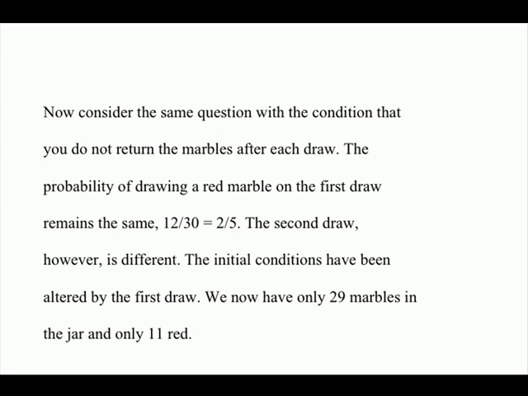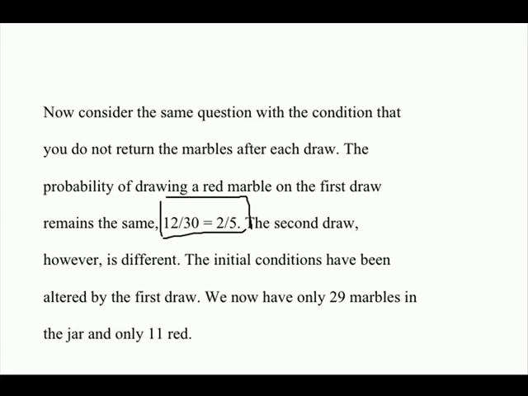Okay, I hope you are with me so far. Just to throw a little twist in the story, what if we did not return the first marble back to the jar? What would then be the probability of drawing two red marbles in two draws without returning the first marble? Now in this case, the probability for the first event is still 12 by 30, which is 2 by 5, because the initial situation does not change.